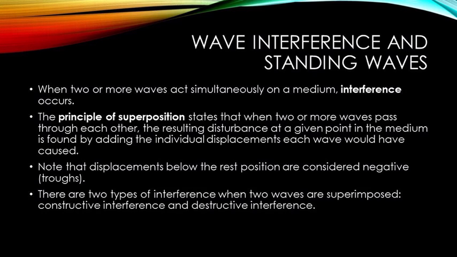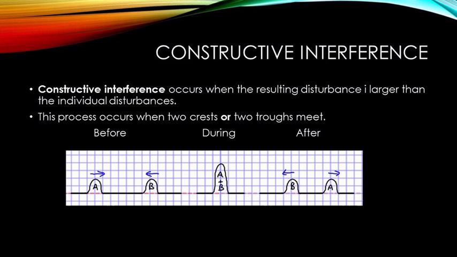There are two types of interference when two waves are superimposed: constructive interference and destructive interference. In constructive interference, you have two troughs or two crests. This will result in a larger individual disturbance.